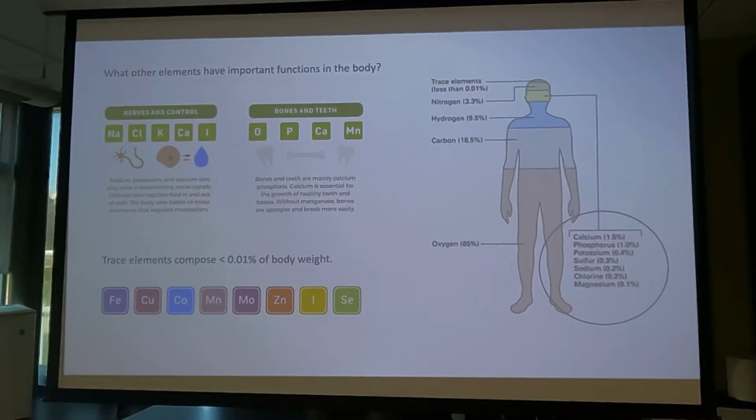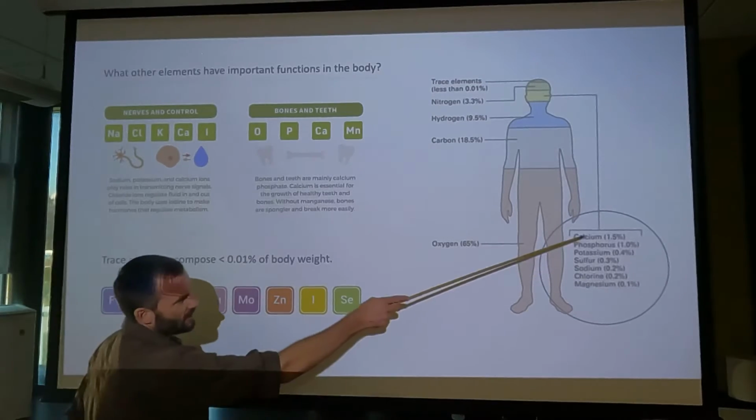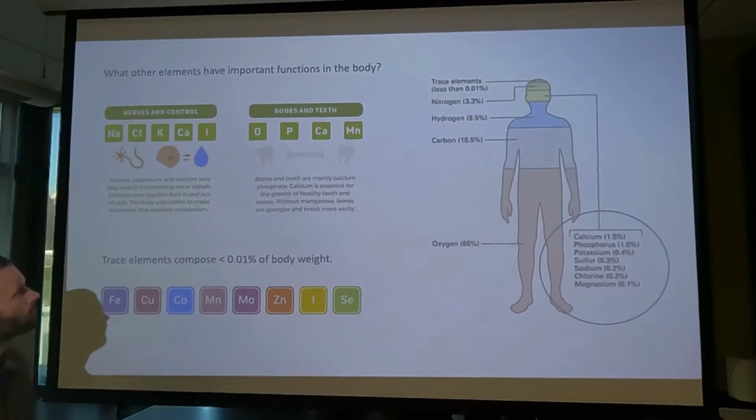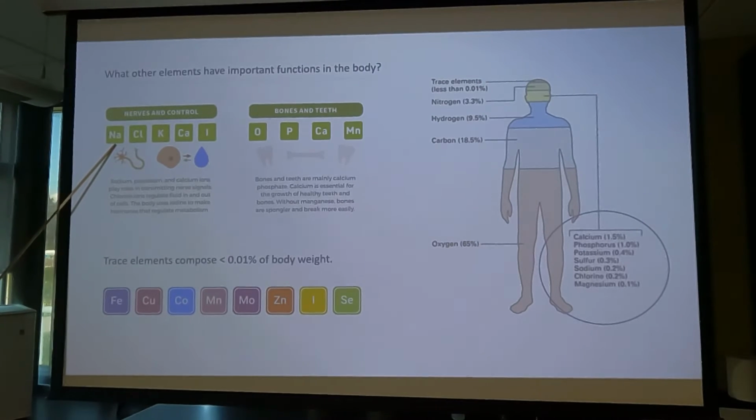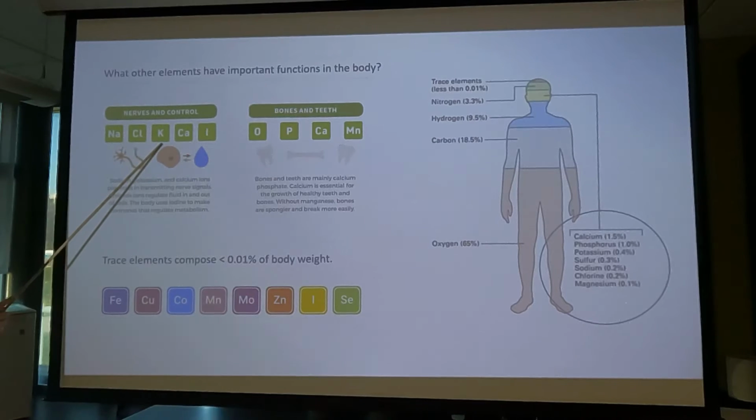What other elements have important functions in the body? What about all these guys right here? When it comes to the nervous system, the brain, the spinal cord, spinal nerves, cranial nerves, the massive communication control system of the body, the nervous system requires appropriate levels of sodium, chloride, potassium, and calcium to do its job.